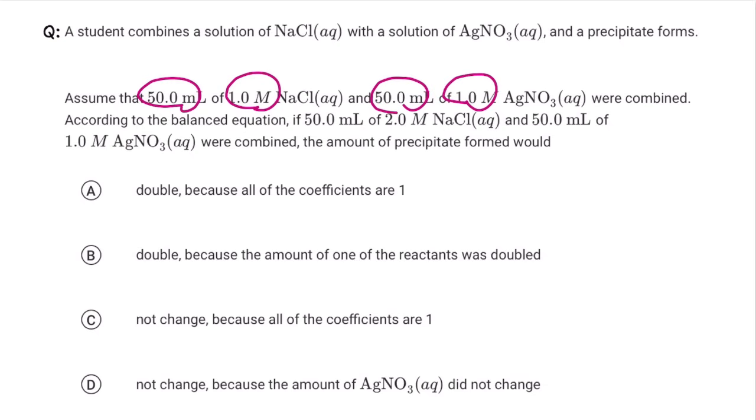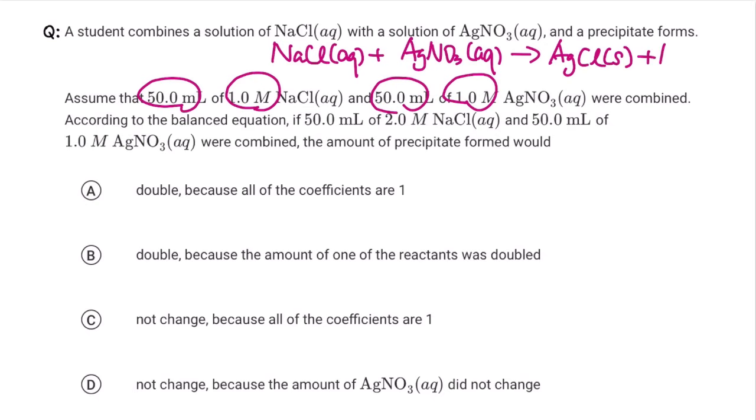Okay, so if I write the chemical equation for sodium chloride and silver nitrate, then it is 1 mole of sodium chloride in aqueous reacts with 1 mole of silver nitrate in aqueous, and they produce 1 mole of silver chloride in solid and 1 mole of sodium nitrate in aqueous.